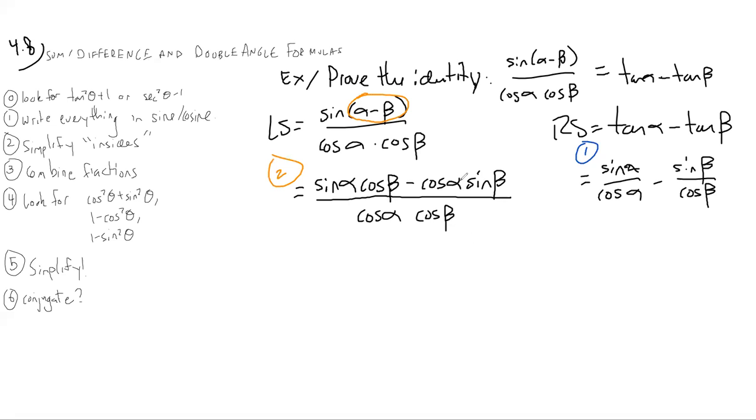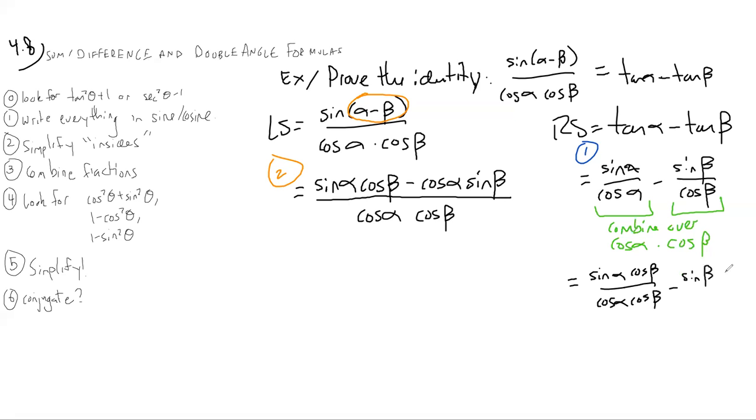Now combine any fractions. On the right side, I've got a sum of two fractional pieces, so I'm going to combine them over cos alpha cos beta. If you'll note, that's actually the same denominator as on the left-hand side, so that seems pretty good. So the left term is going to be multiplied by cos alpha over cos beta over itself. So I'm going to get sine alpha cos beta over cos alpha cos beta, and then minus sine beta cos alpha over cos beta cos alpha.